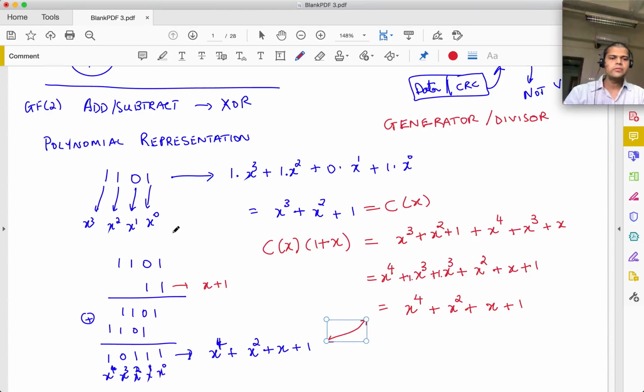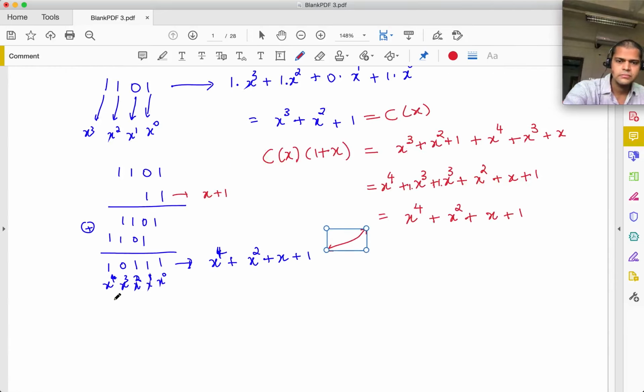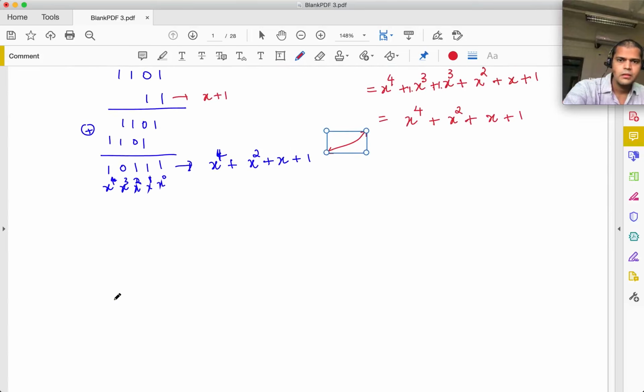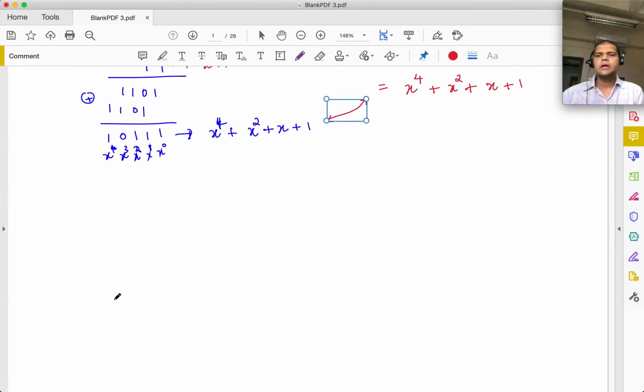So instead of dealing with these binary numbers like this, we can think in terms of polynomials. Of course, we have to do the arithmetic appropriately, where addition is done by XORs. So how is this going to help us in analyzing CRCs? Let's think about it. What do we have when we are transmitting? Suppose I transmit a particular bit string.